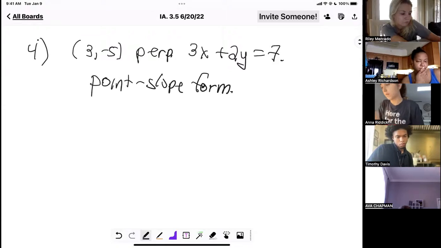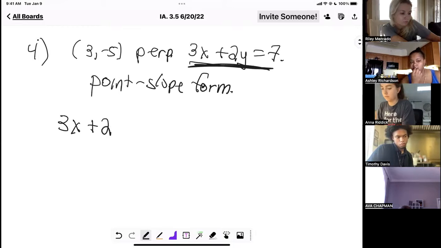All right, first, I got to find the slope of that line so I can find the perpendicular slope. So 3x plus 2y is equal to 7. I got to solve for y.